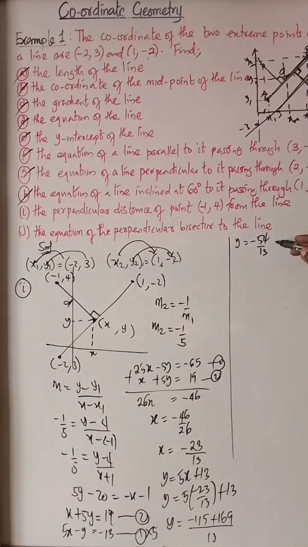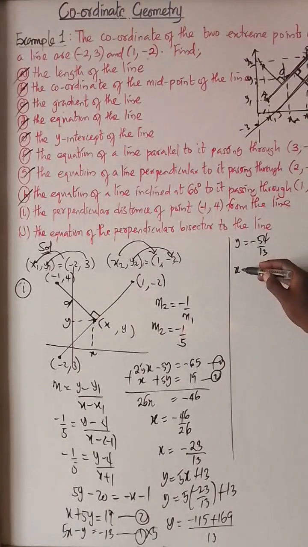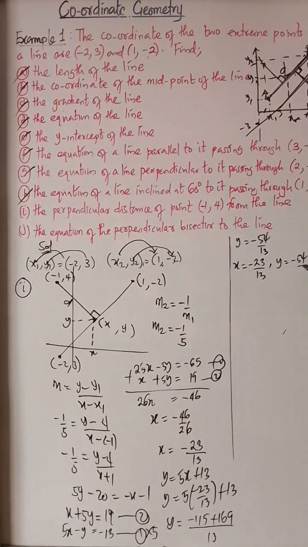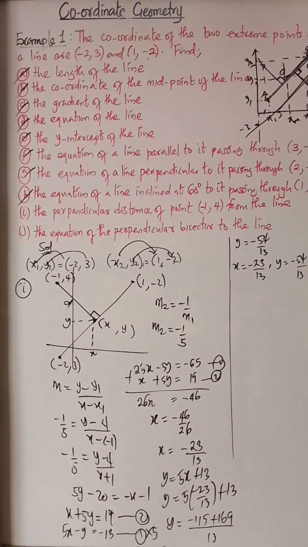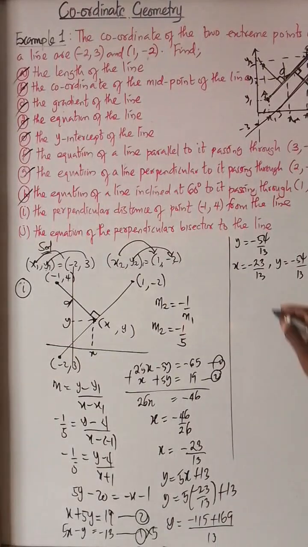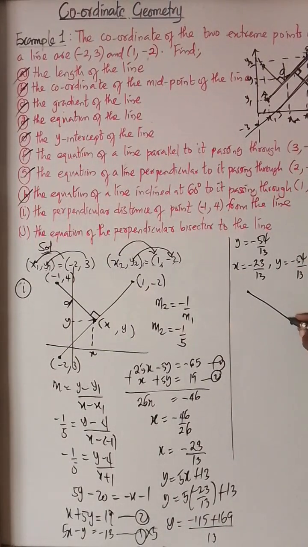And what is the value of x? x is minus 23 over 13, and y is minus 54 over 13. So meaning we already know the coordinate of this point. So we now have 2 points. This point here is minus 1, 4. And this point here is what? Minus 23 over 13, minus 54 over 13. Now having these 2 points, what next?